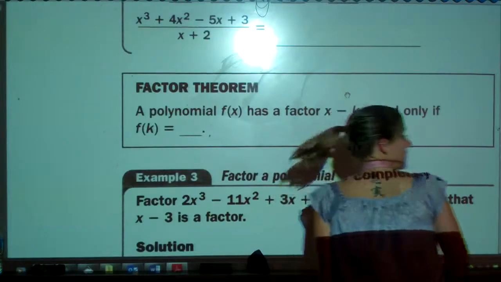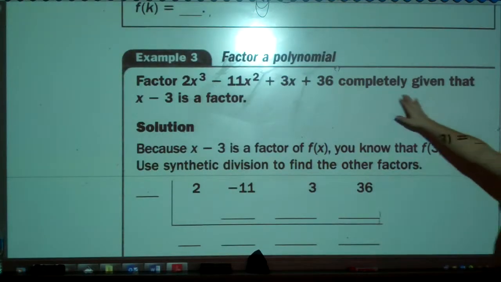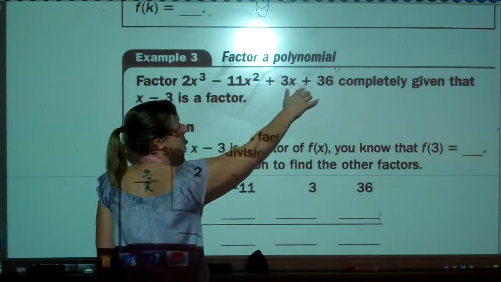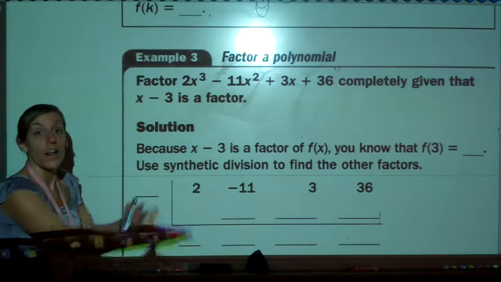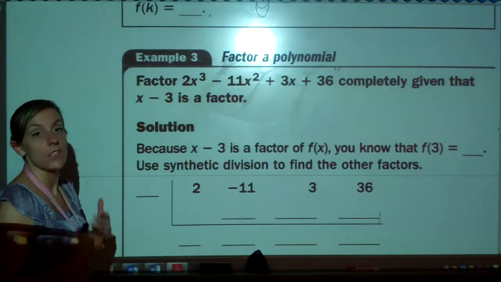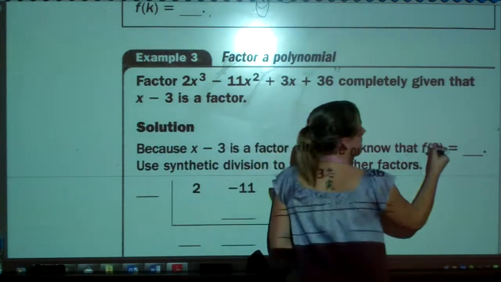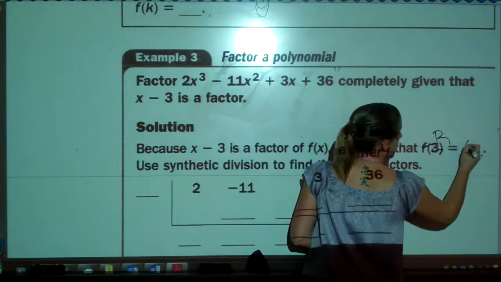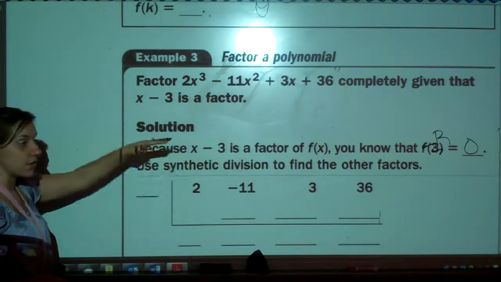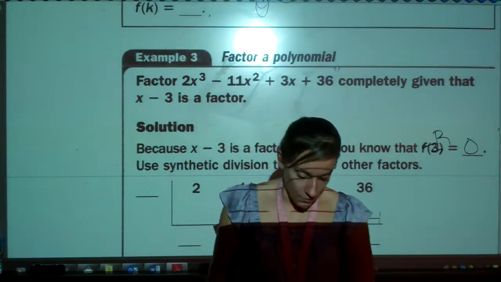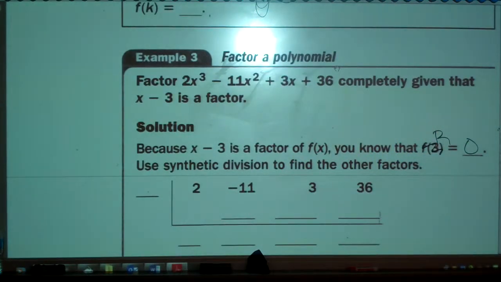So now let's look at this one. Okay, so we know that this is a factor because it tells us. We want to actually factor this in a second, but we know that this one is a factor, which means we can divide it in there and it'll come out as a 0. It'll come out evenly. Okay, so because x minus 3 is a factor, you know that the remainder is 0. So we're going to use synthetic division to go through and find our numbers, and then we can factor it one more time, which is what we've been doing for the past few weeks. That's why we keep doing factoring. So let's look at this problem.